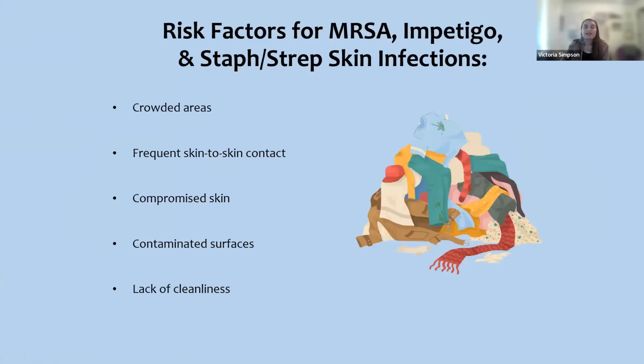MRSA, impetigo, and staph skin infections all have the same risk factors. Those risk factors include living or working in crowded areas, having frequent skin-to-skin contact, or having open areas on your skin like cuts or lesions, or even dry skin. And poor hygiene can also increase your risk as well.